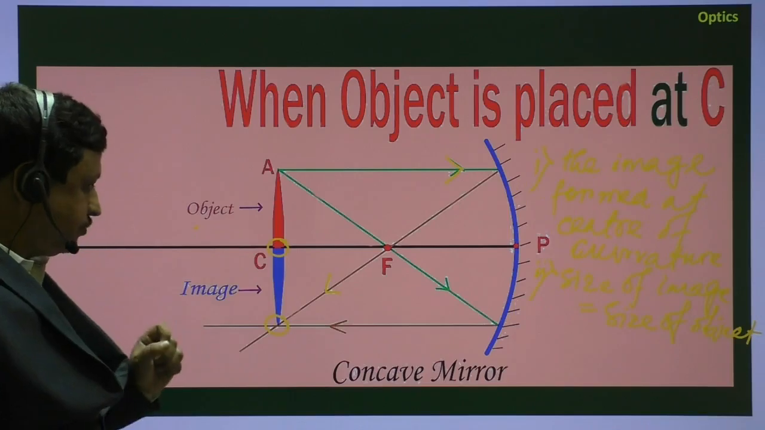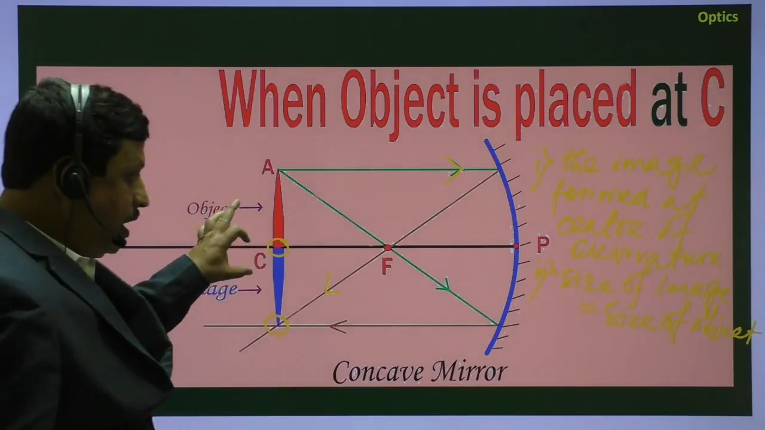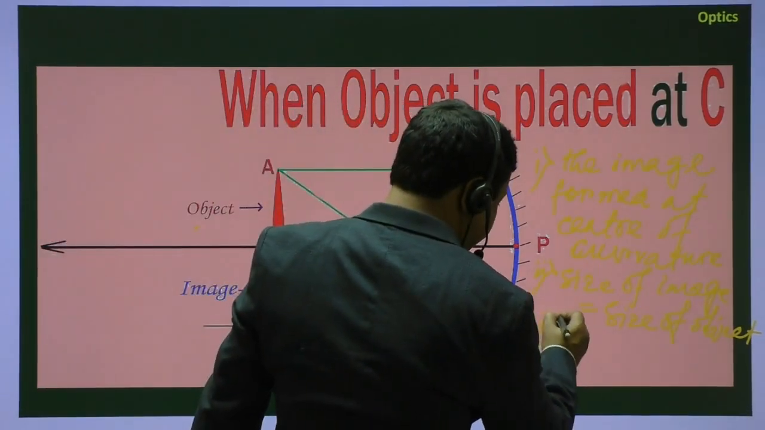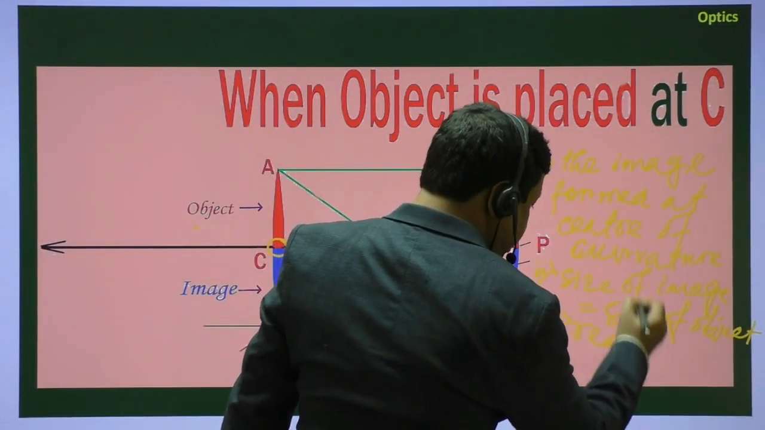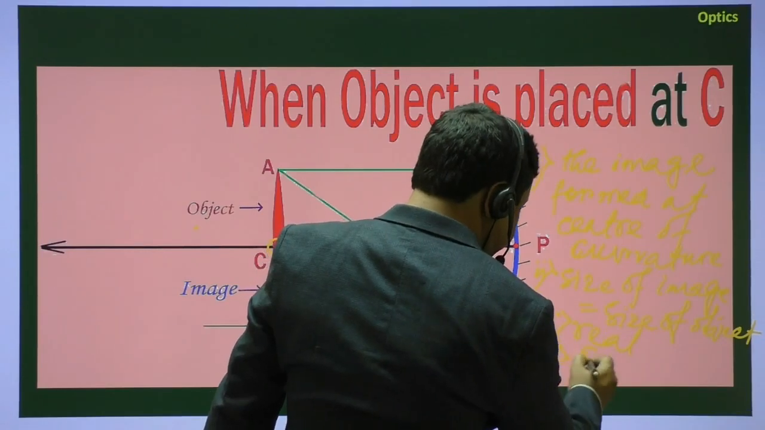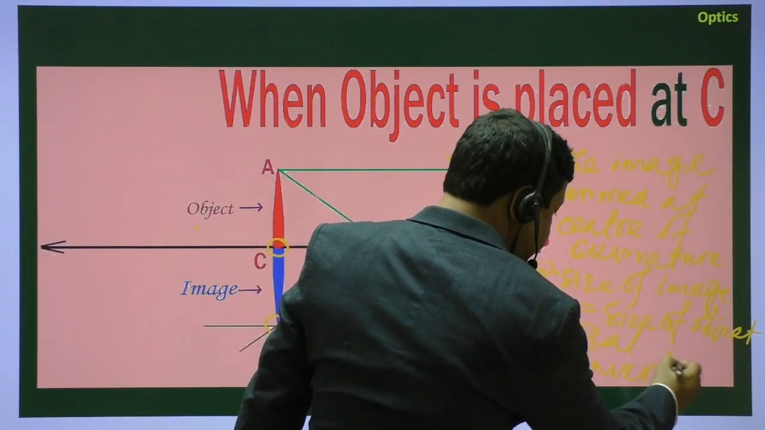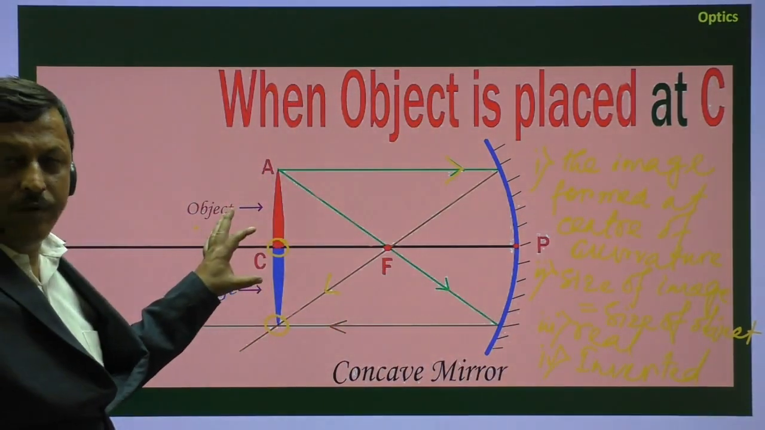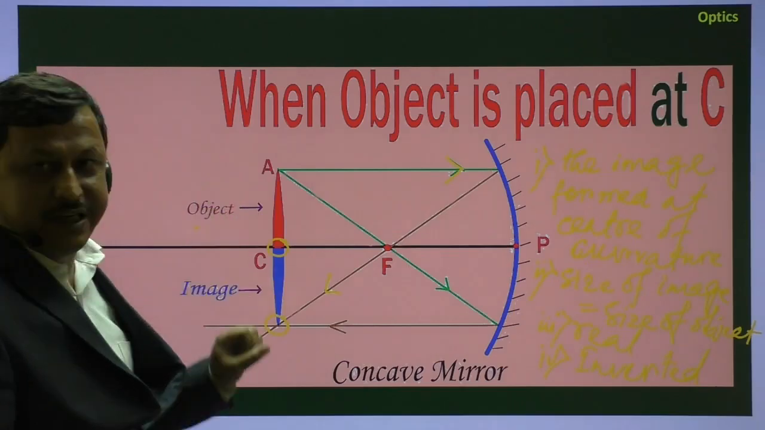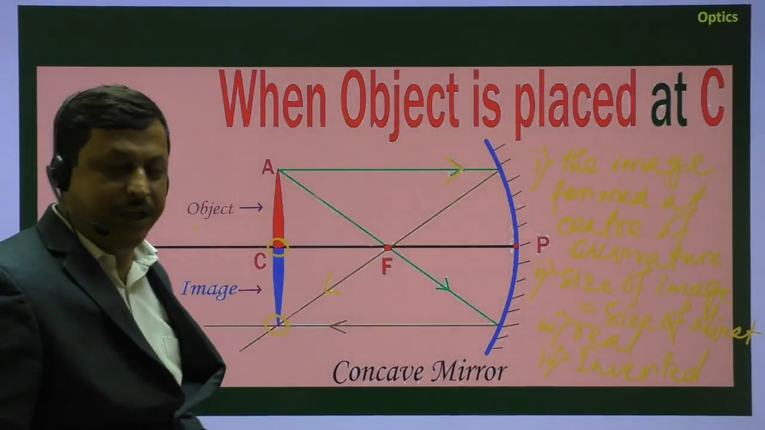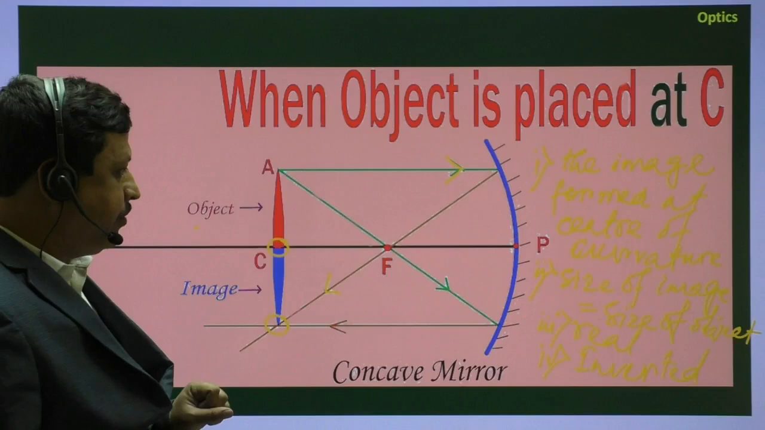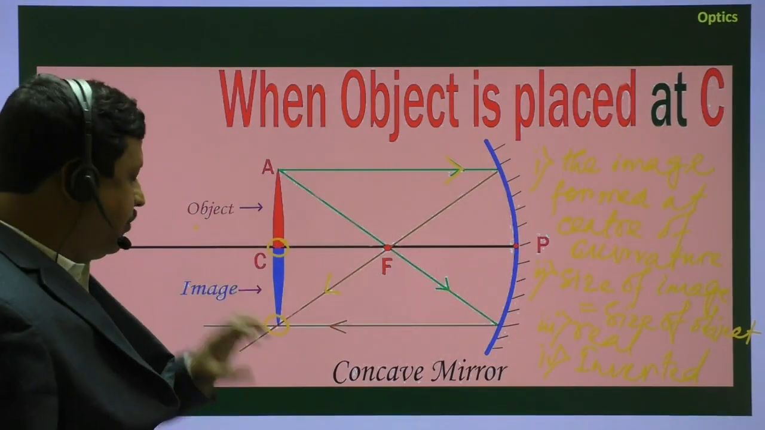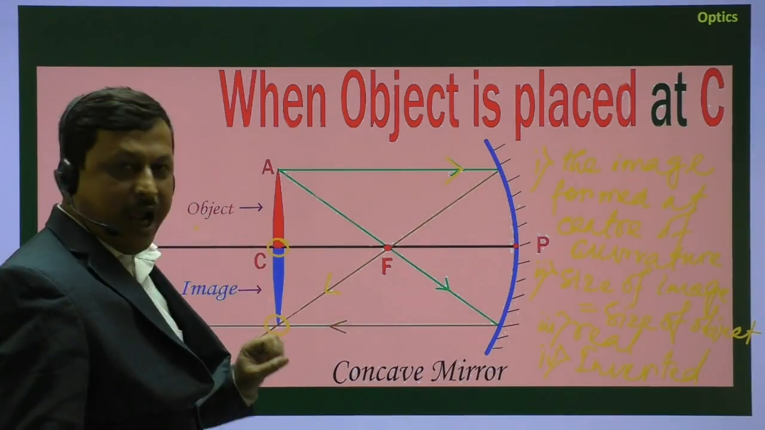Number 3, see, this is a real image, and also it is inverted, right? It is an inverted image. So in this case, the position of the object is at the center of curvature and the position of the image is also at the center of curvature. Number 2, the size of the object and the size of the image are the same, and number 3, this image will be real and inverted.